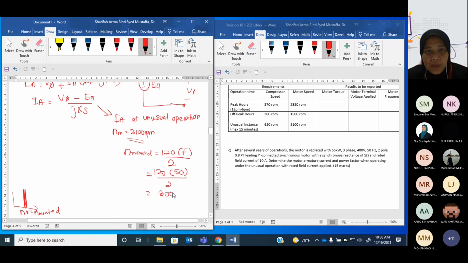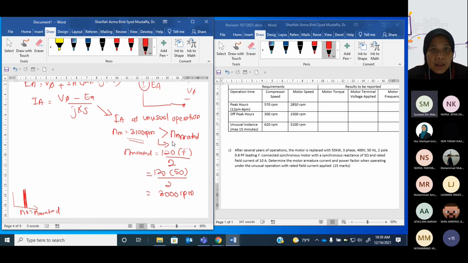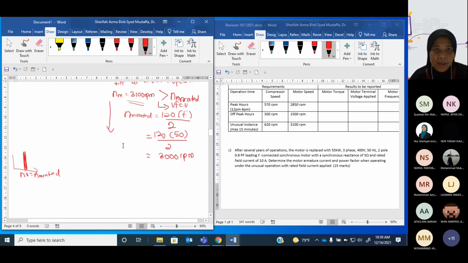3,000. Okay, 3,000 RPM. So now the operational speed is greater than Nm rated. Jadi you nak kena guna apa? Constant V over F ataupun variable frequency? Variable frequency. Variable frequency with constant voltage, ya. So kalau you guna variable frequency with constant voltage, macam mana? Okay, tak apalah macam ni.